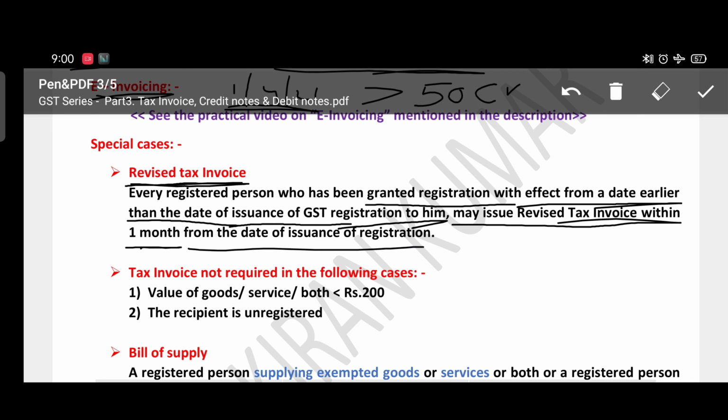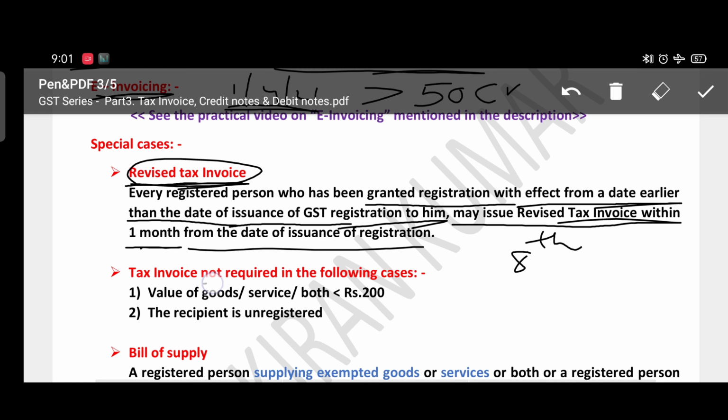Suppose on 1st March 2021 you have no GST registration number. You applied on 5th March and you got it on 8th March 2021. So there is an 8-day gap from 1st March to 8th March to get the registration. So you have already given an invoice to some other person on 1st March, but after your registration, within 1 month from 8th March, you can revise the tax invoice that you have already made to the recipient. So this is for the revised tax invoice.